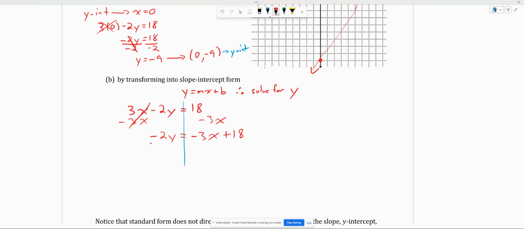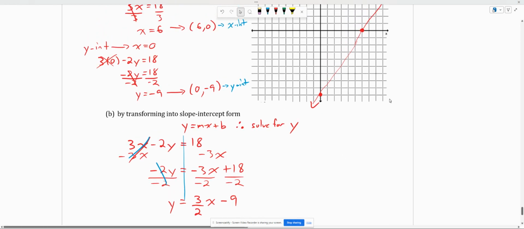And finally, let's divide by -2 on both sides. So everything gets divided by -2. That's going to cancel out here. And that's going to leave me with just y is equal to double negative here. So we're going to write it as positive 3 over 2 is the slope times x. And positive 18 divided by -2 is -9 is our y-intercept.